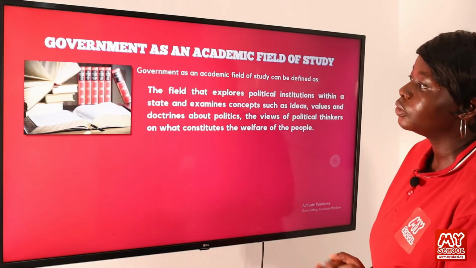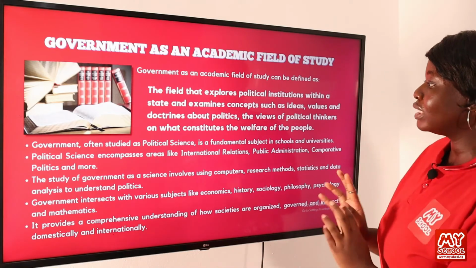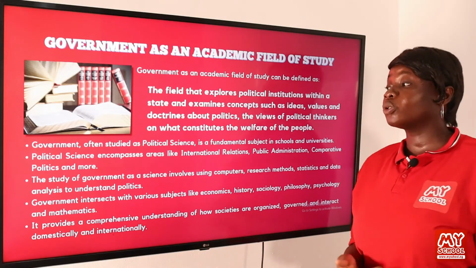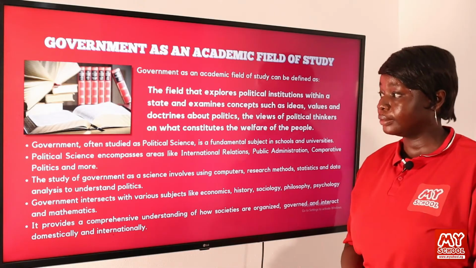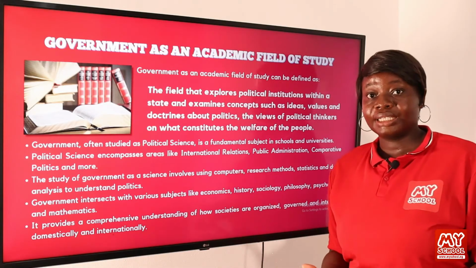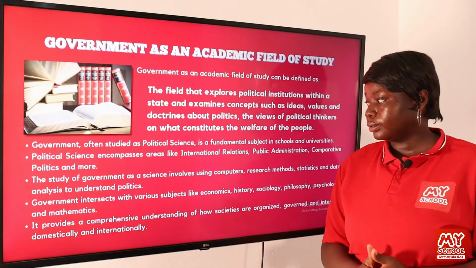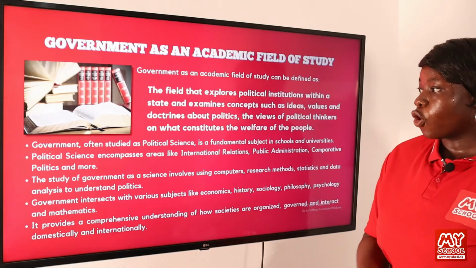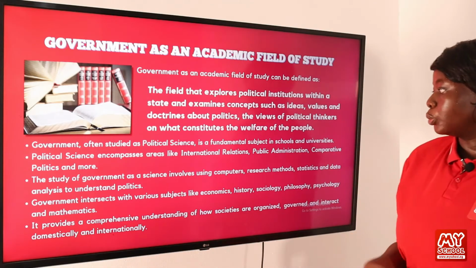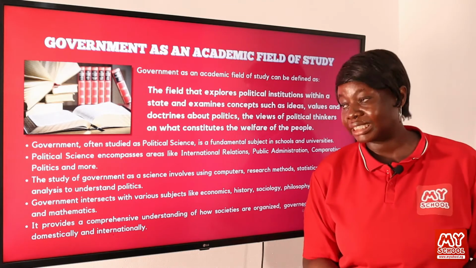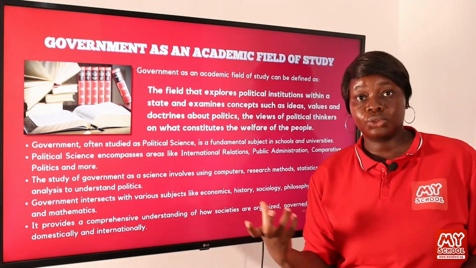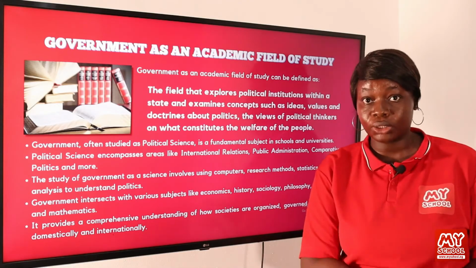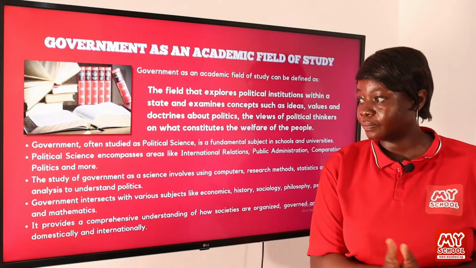So let's move on. Government, often studied as political science, is a fundamental subject in schools and universities. Some of us are going to be studying political science in the university, and when you're studying political science, you're studying government as an academic field of study. This field encompasses areas like international relations, public administration, comparative politics, and more. All of these are branches of political science, so for those of us studying political science, you may be studying these as courses in the university.